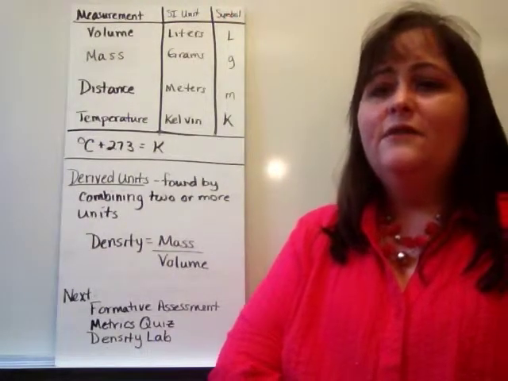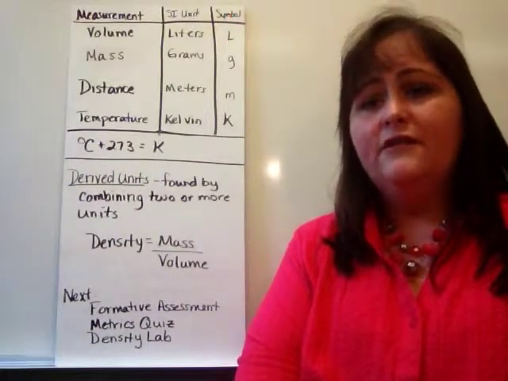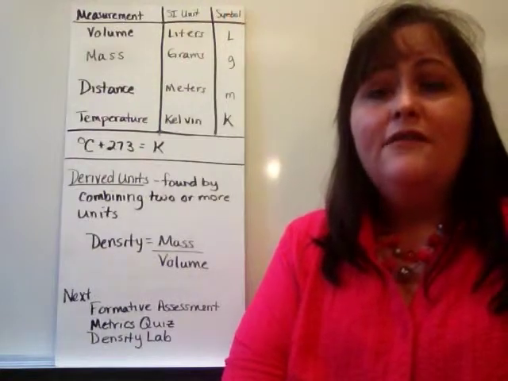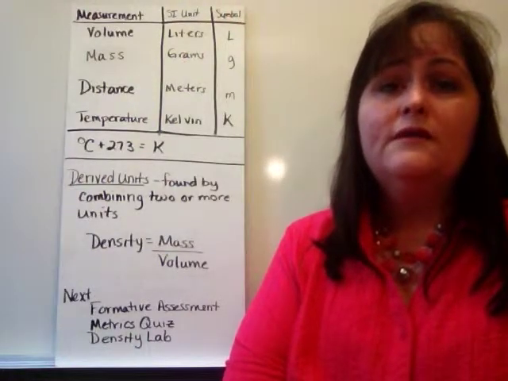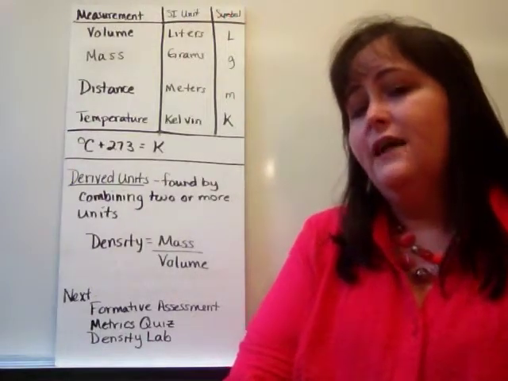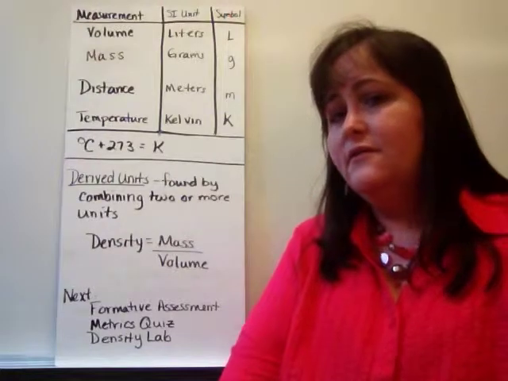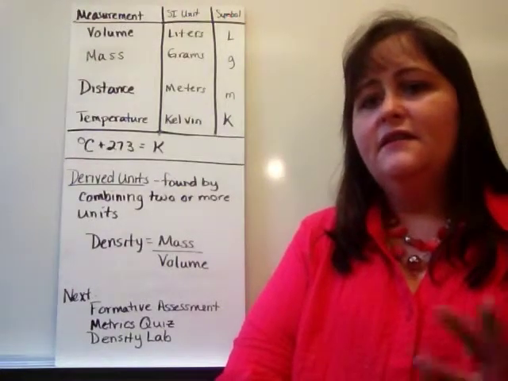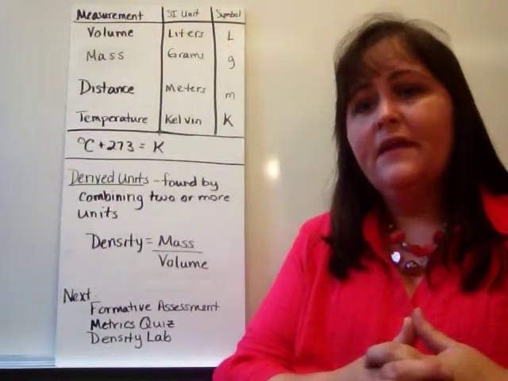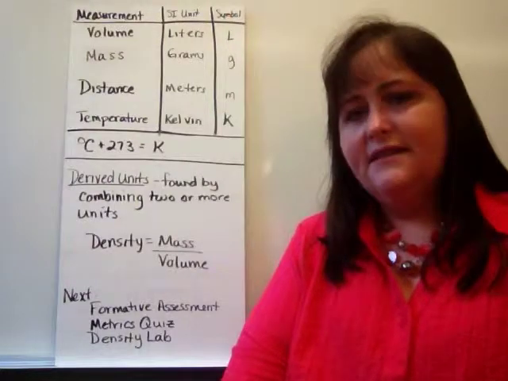Now, another type of unit that you're supposed to be able to measure in metric units is a derived unit called density. What's a derived unit? Never heard of that. A derived unit is 2 or more units combined. That could be something like miles per hour if we were talking about the English system, or kilometers per hour in the metric system. That's kilometers and hours combined into one unit. The one that we're going to focus on right now is density.